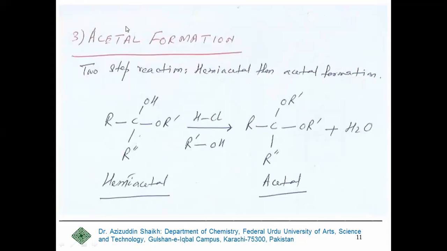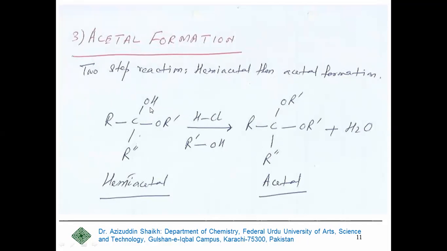The acetal formation, the third reaction: first addition of hydrogen cyanide, second addition of alcohol, in result hemiacetal formation, third acetal formation. This is the two-step reaction. First hemiacetal will be obtained, then acetal formation. We have already discussed this hemiacetal formation by adding one molecule of alcohol. The second molecule will be added, then we will obtain acetal.